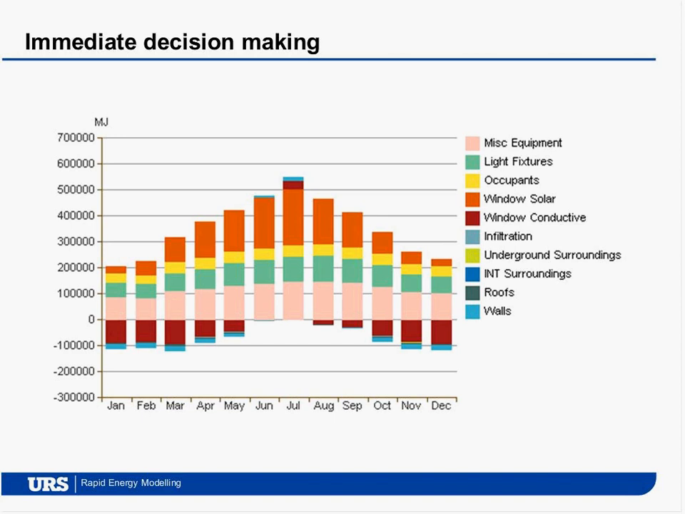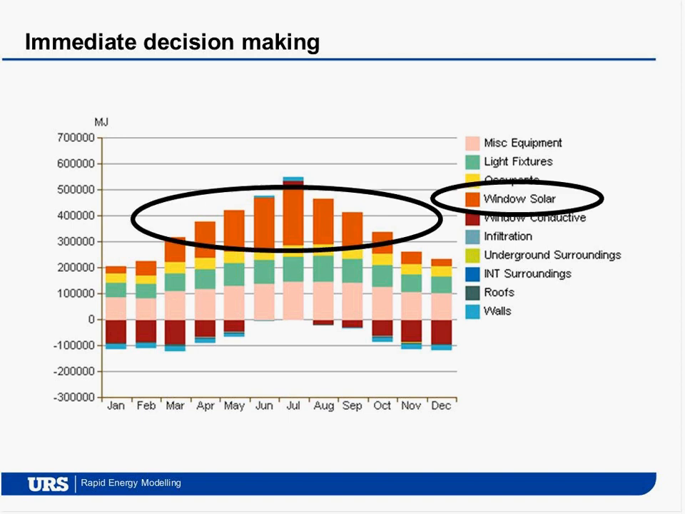This chart here shows the seasonal heat gain from different areas within the building. What you can see is the solar heat gain through the windows. So that's direct incoming sunlight, basically. It is a peak seasonal heat gain. It causes a considerable cooling requirement, which is expensive and energy intensive.